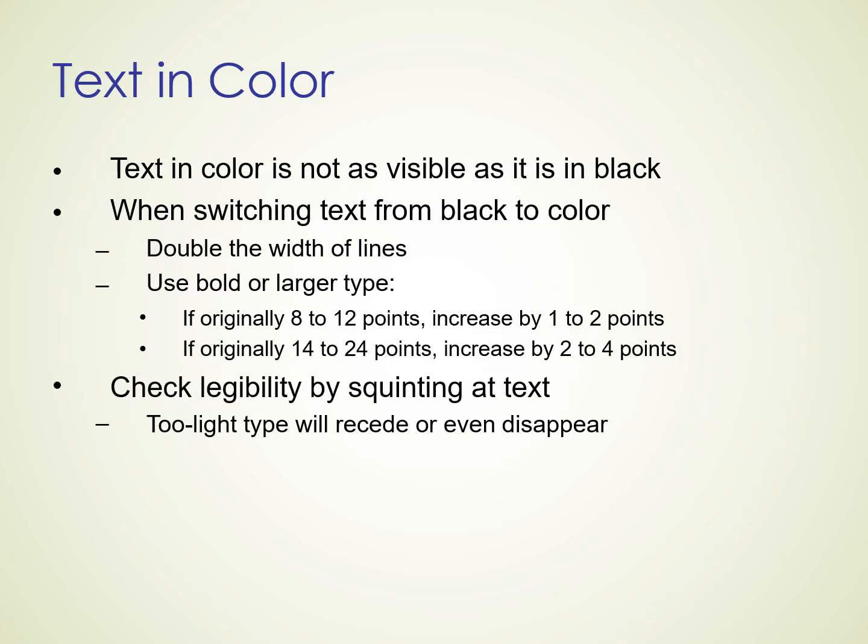Okay, so coming to text in color. Text in color is not as visible as it is in black. So when switching text from black to color, you have to double the width of lines. Usually we would have seen that if you're trying to use blue or red, it is not as visible as it is in black. So you have to increase either the width or bolden it, and you have to check the legibility of it by squinting your eyes. Why do you do this? So that you know that everybody can read the text.